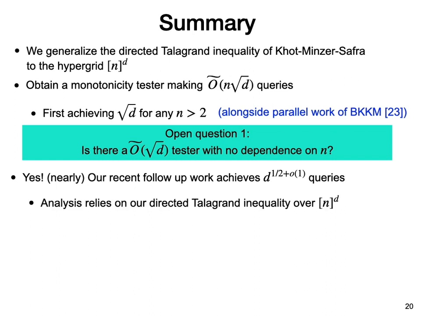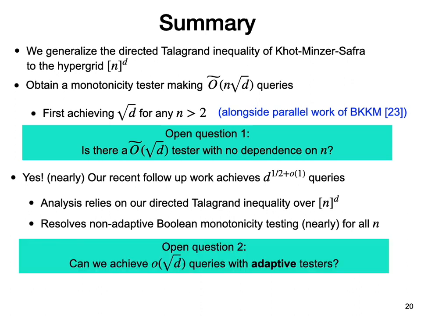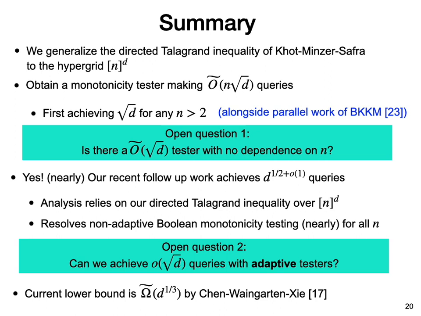The analysis relies crucially on the inequality which we proved in this paper, along with some new ideas that are needed to get around the dependence on n. So this resolves the non-adaptive Boolean monotonicity testing problem up to a d to the little o of 1 factor for all values of n. The next question is, can we beat this with adaptive queries? The current best lower bound for adaptive testers is d to the 1/3 due to Chen, Waingarten, and Xie. On the upper bound side, there is nothing known better than the non-adaptive square root d query tester. And this is all I wanted to say, so thanks so much for listening.